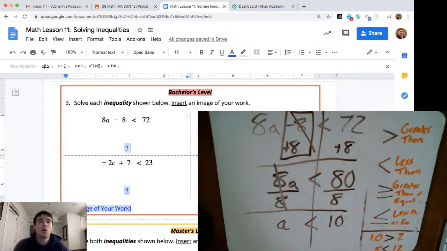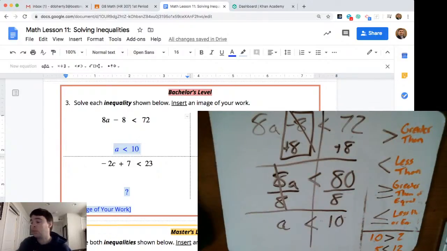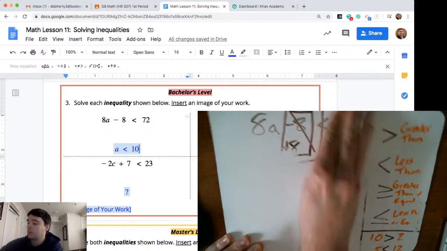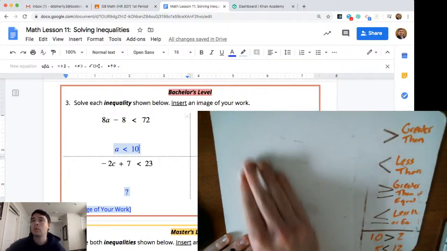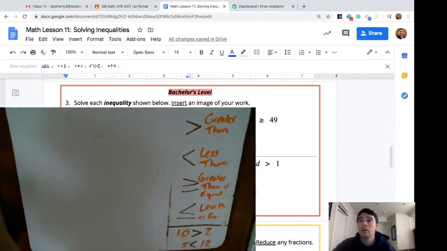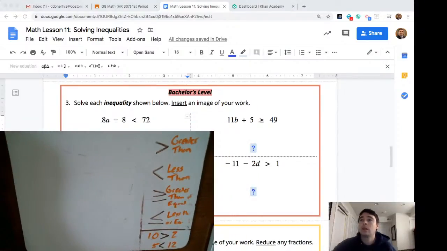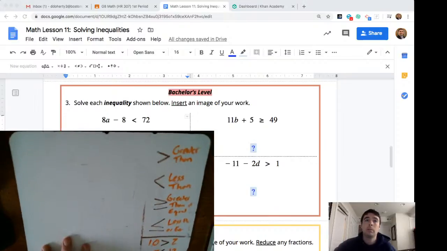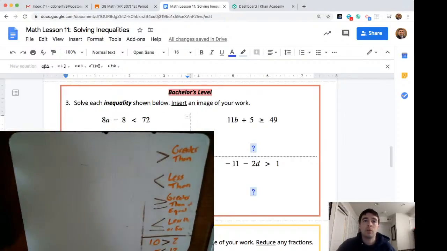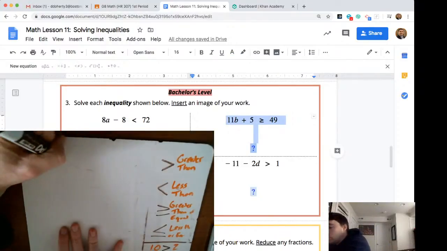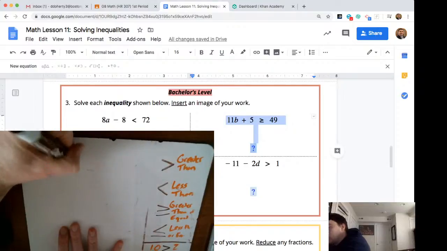If you're watching at home while I set up the next problem, or if you're recording and joining us after, I would encourage you to pause the video and try to do this next one on your own, or at least figure out the first couple steps before I'm going through them. So the next inequality we have says 11b plus 5 is greater than or equal to 49. So if you're at home, pause the video, try to solve this on your own. If you're with us, be thinking about what would be the first step I'd be doing here.